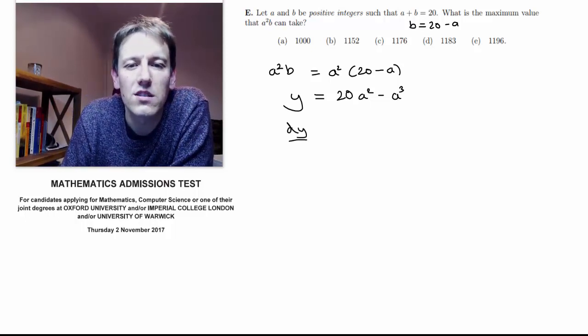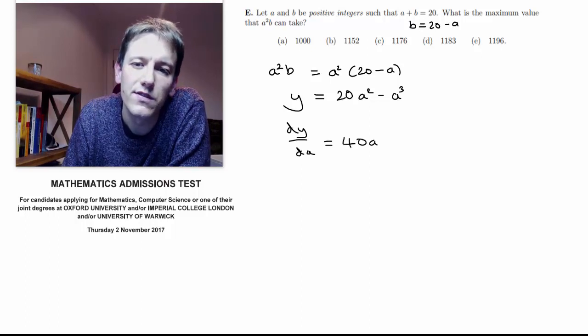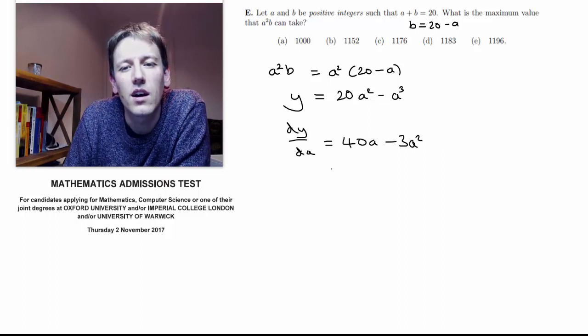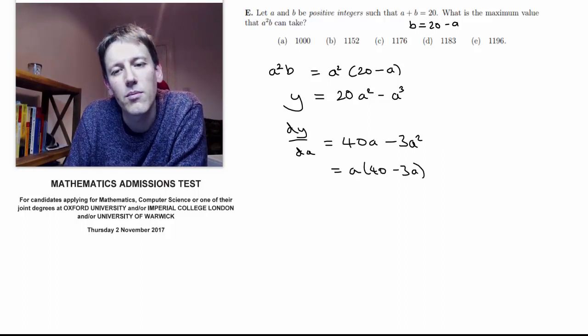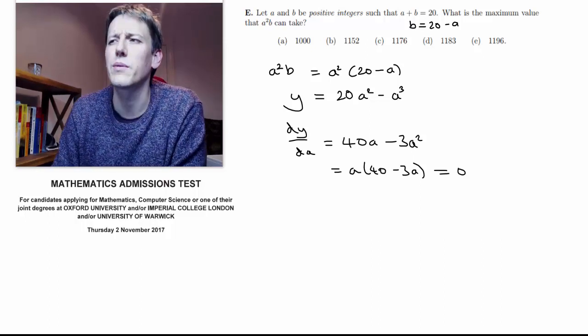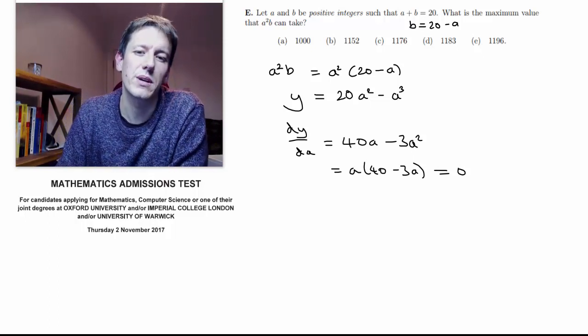So if we think of this as now our y that we want to maximize, if I differentiate this with respect to a to find the maximum, that would give us 40a minus 3a squared, which is a times 40 minus 3a, and we'll have turning points where this is equal to 0.